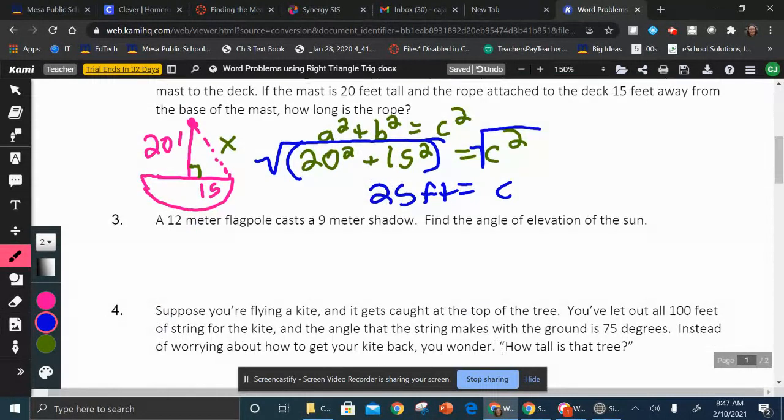Okay, so next one, we have a flagpole. Okay, so I have a flagpole here that casts a 9-meter shadow, and it's 12 feet tall. Find the angle of elevation of the sun. Okay, so it means the sun's going to be up here, right, shining down. So we want to find this angle right here.